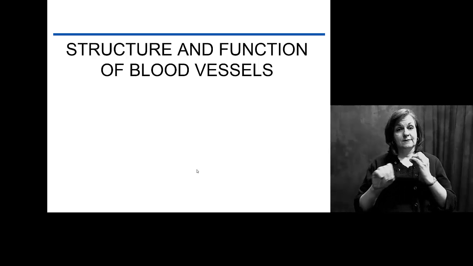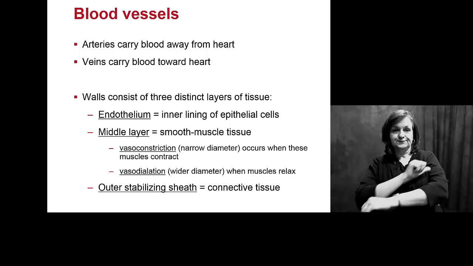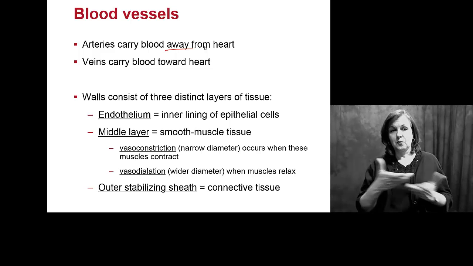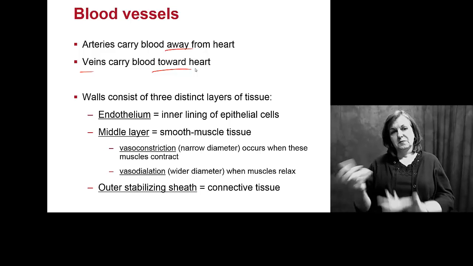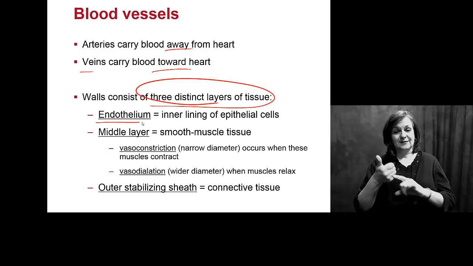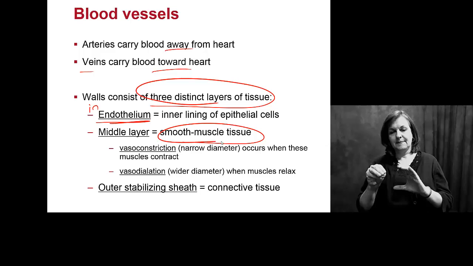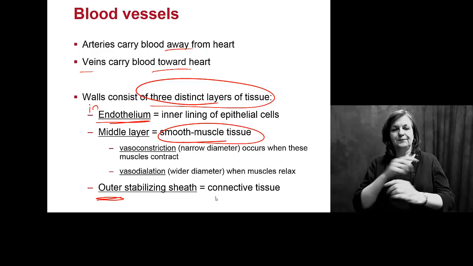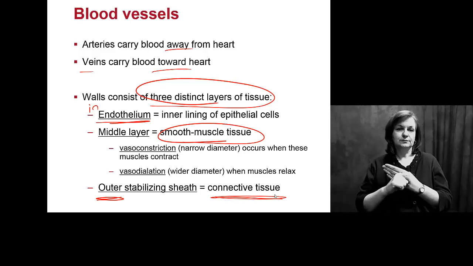So the blood vessels themselves come in a couple of different varieties. We already mentioned to you we have arteries, which carry blood away from the heart. Veins carry blood to the heart. The blood vessels themselves, we look at three distinct tissue layers. The endothelium, endo is inside. The middle is all muscle. And the outer is connective tissue. And essentially this holds everything together for us.